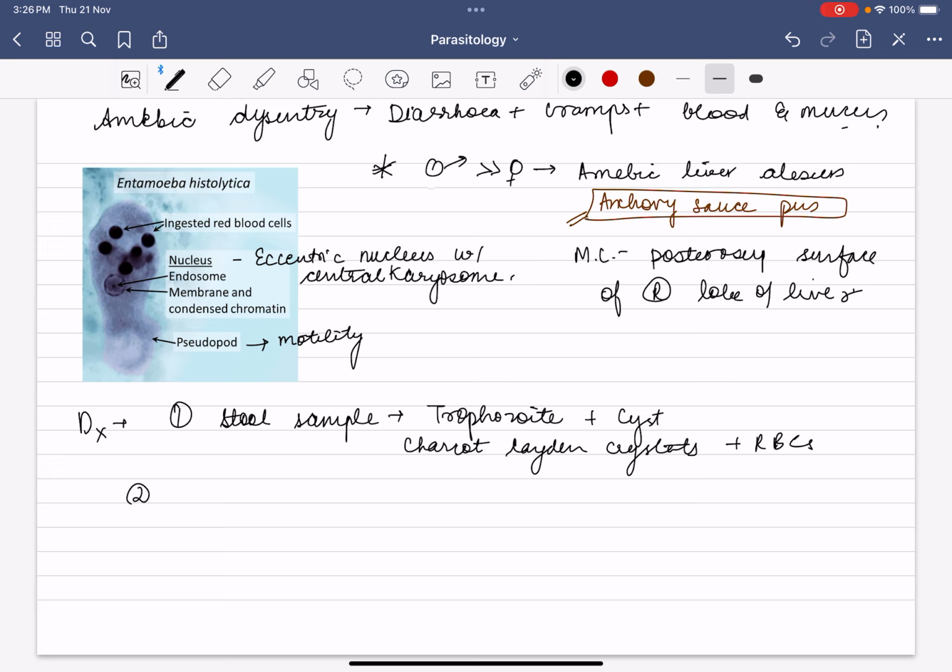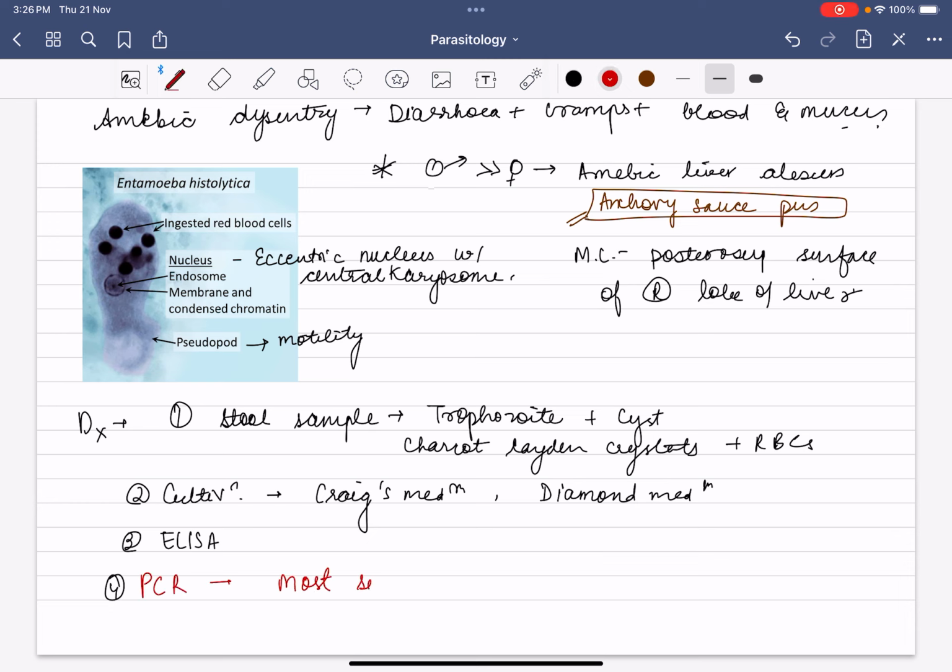Next, you can cultivate it. So second is cultivation in Craig's medium and Diamond medium. Third, ELISA. Fourth, most sensitive one, that is your PCR. PCR is the most sensitive test for it.